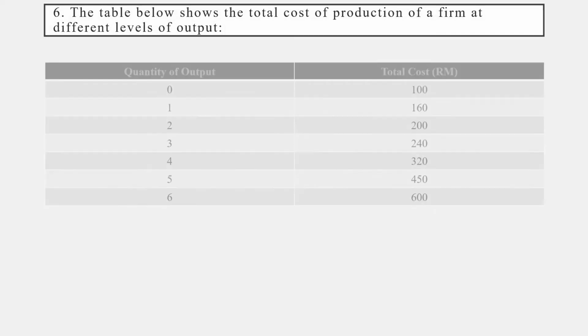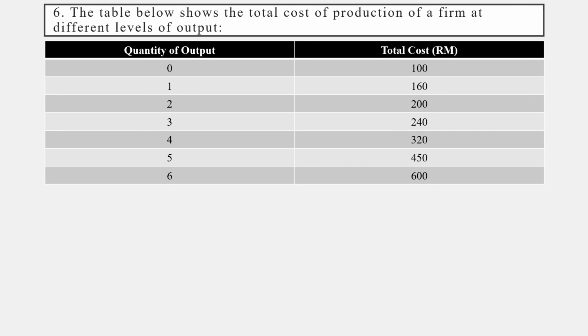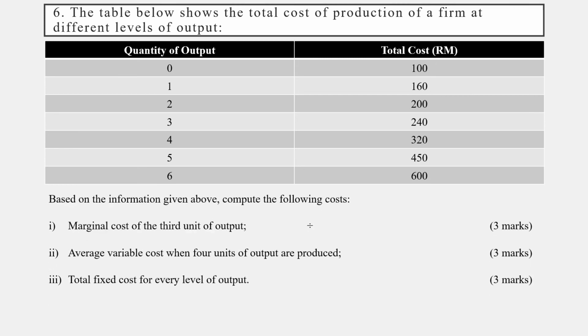Next, question 6. The table below shows the total cost of production of a firm at different levels of output. Based on the information given above, compute the following costs. Marginal cost of the third unit of output, 3 marks. Average variable cost when 4 units of output are produced. Total fixed cost for every level of output, 3 marks.